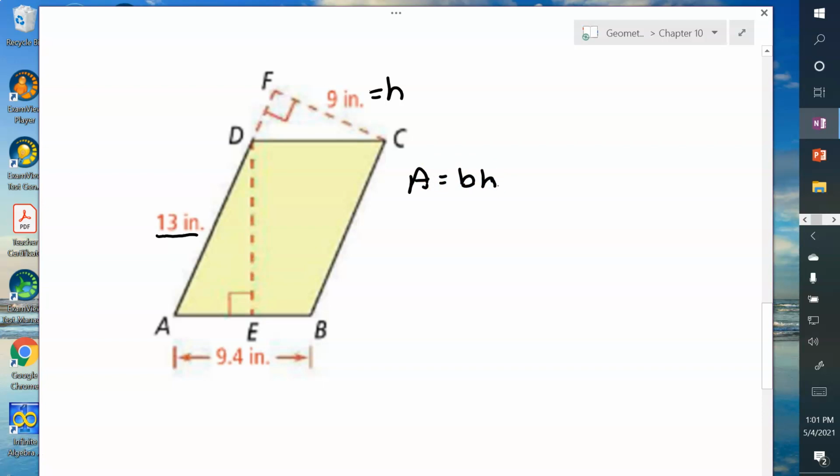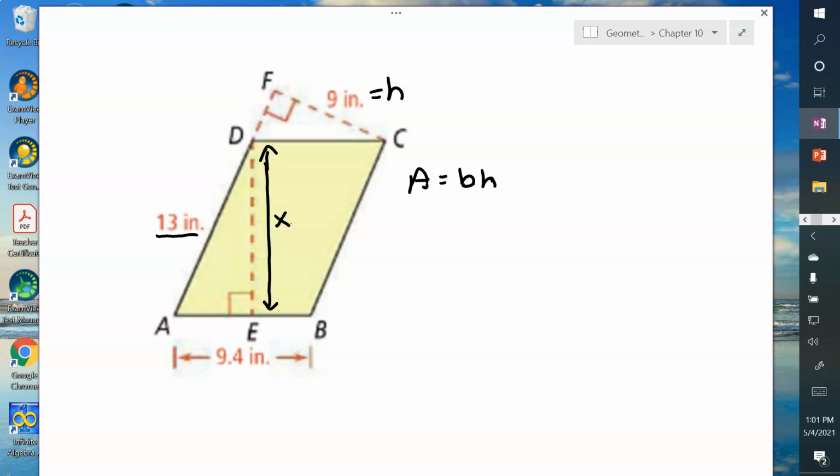But check this out. We're not asked for the area of the parallelogram. We're asked for this dimension here, DE. That's going to be our x. What I'm going to do is I'm first going to get the area of the parallelogram, and then I'm going to treat 9.4 as if it were a base and use that to calculate our height.